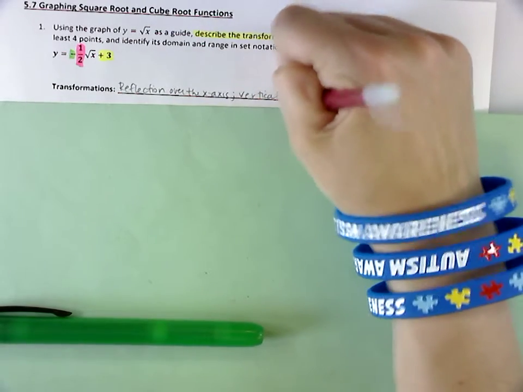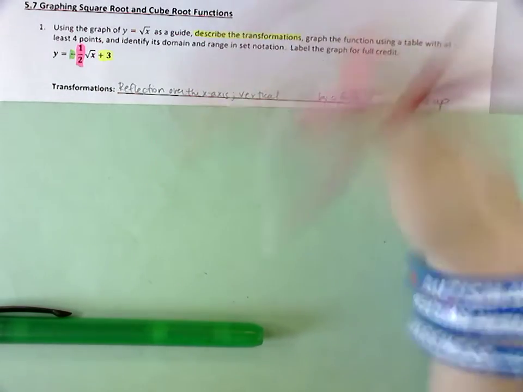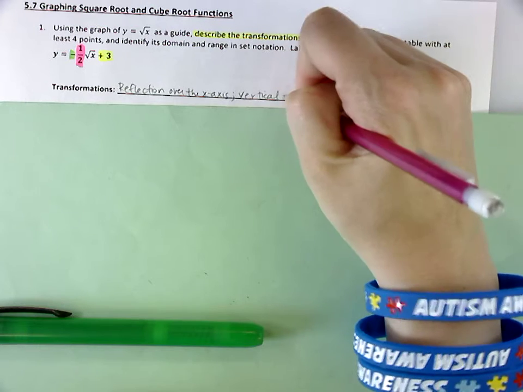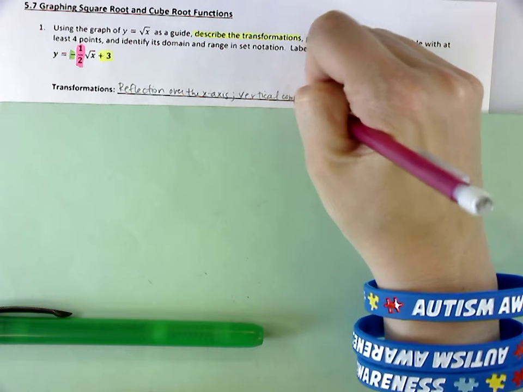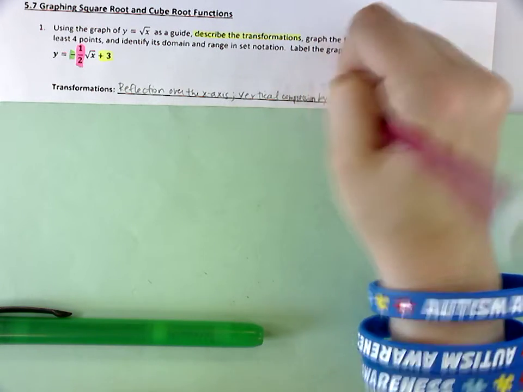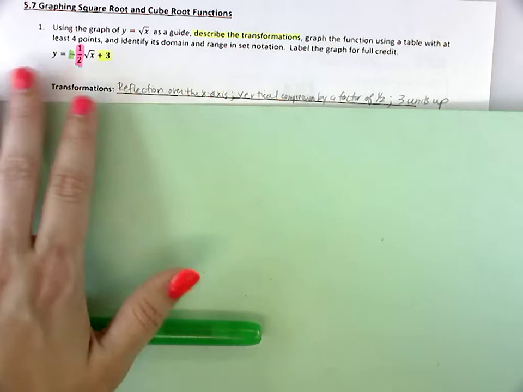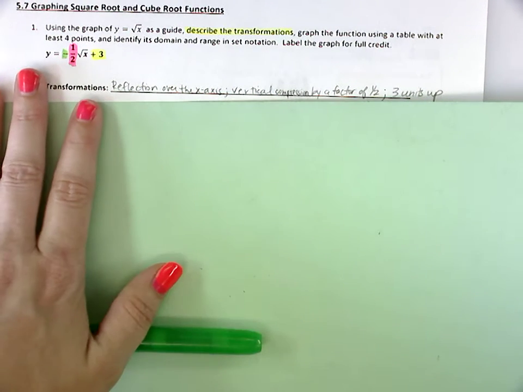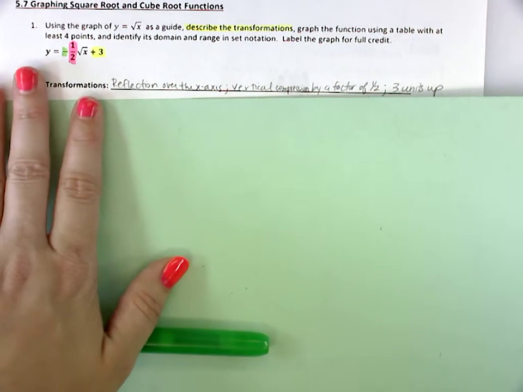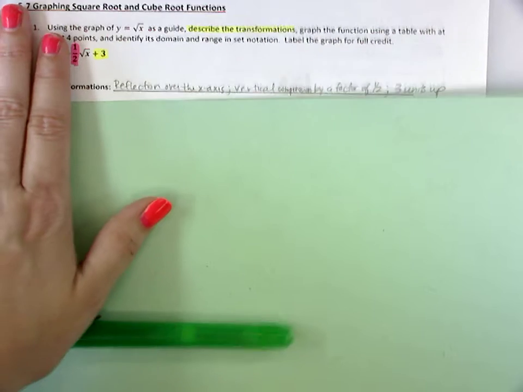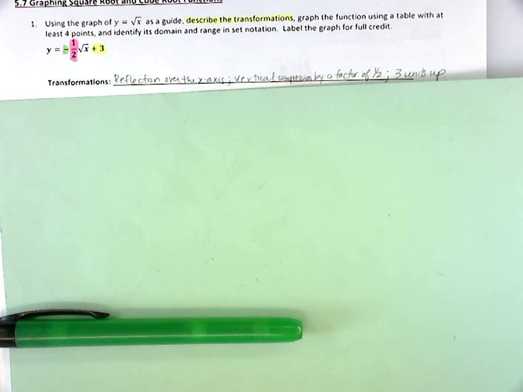And you made me change it. Yeah, so Taylor, why is it a compression? I just assumed. But what tells you that? The 1/2. Yeah, the 1/2. So anytime it's less than 1 and bigger than 0, then you know that it's going to be the compression. So the compression of 1/2.